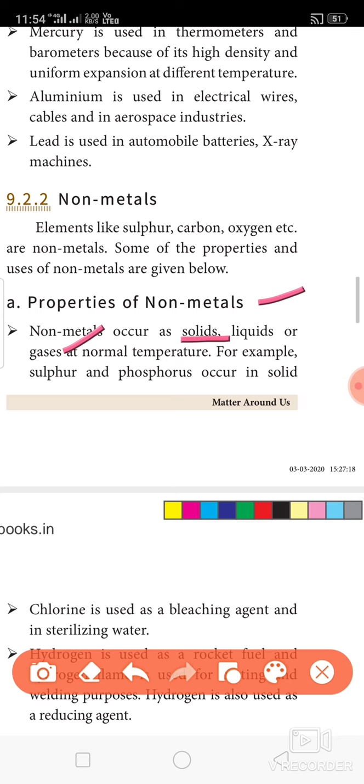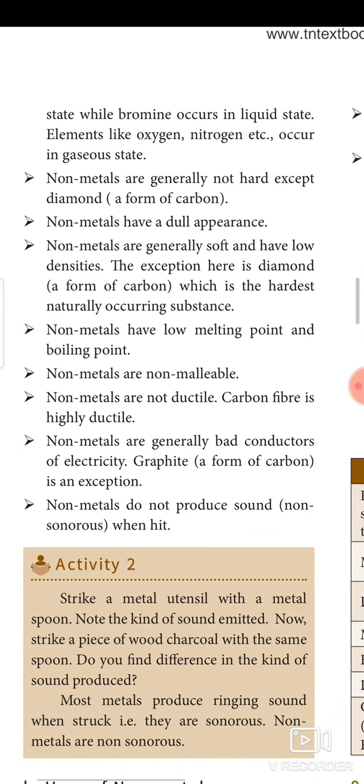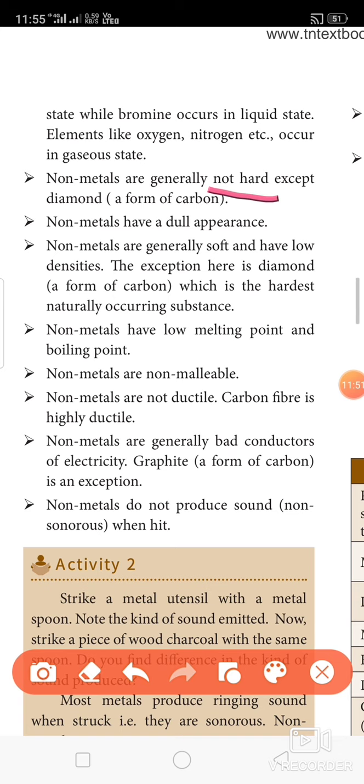Okay, for example, sulfur and phosphorus occur in solid form. Carbon dioxide, oxygen, nitrogen, etc. occur in gaseous form. Bromine occurs in liquid form. Non-metals are generally not hard, except diamond, which is a form of carbon. Carbon has different forms. One form is diamond. This diamond is the only hard non-metal. The remaining non-metals are not generally hard.